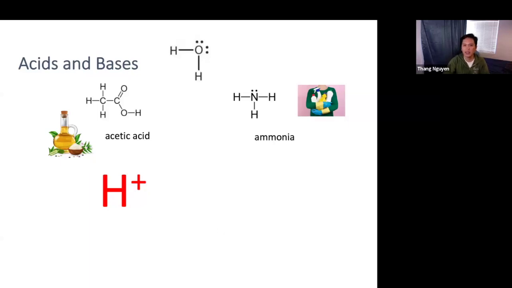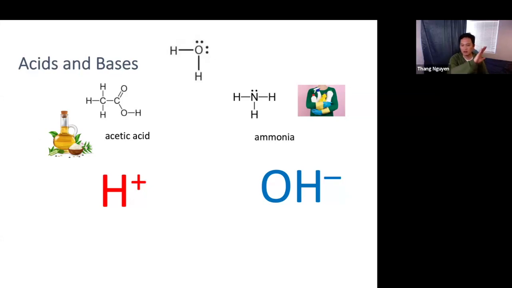On the flip side, when a base is put in water, usually a base will have a lone pair, and that lone pair will attach itself to one of the hydrogens in water and take it away, leaving behind this group here, H and oxygen. Remember what H and oxygen together was called as a polyatomic? It's a hydroxide, which is a negatively charged anion. So that's the definition of a base. Anytime you put it into water and it produces OH minus, we call that a base. Anytime you put it in water and it produces an H plus, we call that an acid.